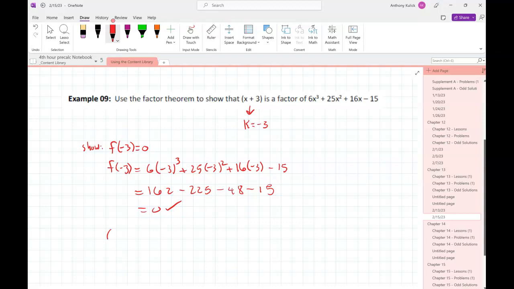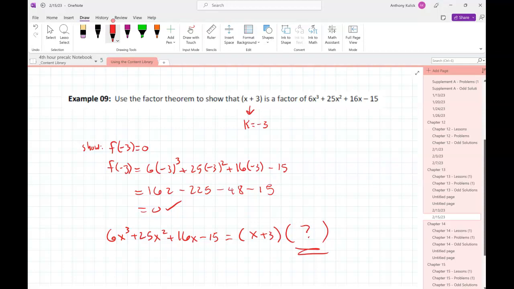So what have we done there? We've shown that 6x cubed plus 25x squared plus 16x minus 15 is going to equal x plus 3 times something else, right? But we don't know what that something is. Everybody agree? We know that this x plus 3 is a factor, but we don't know what times x plus 3 is going to give us that.